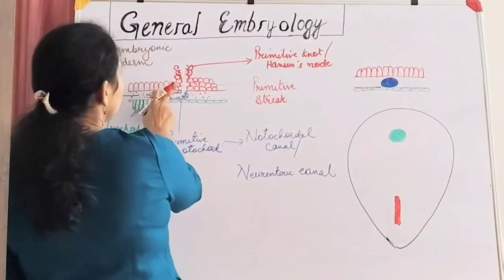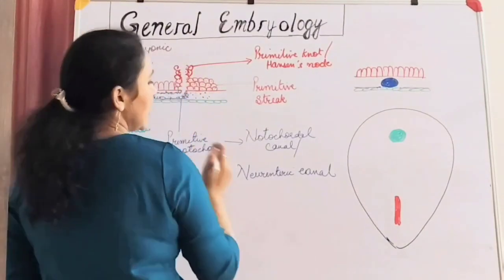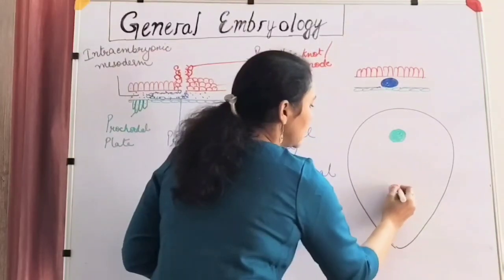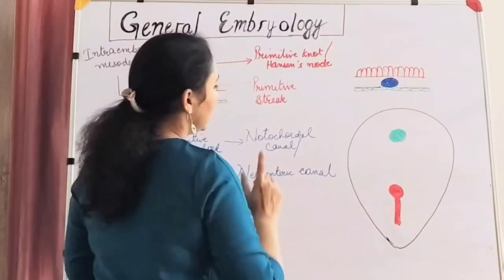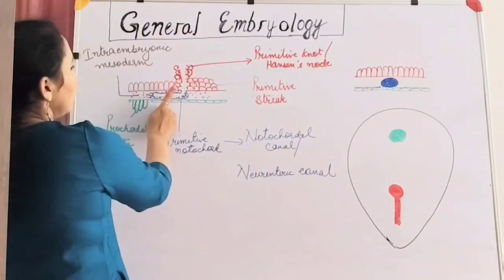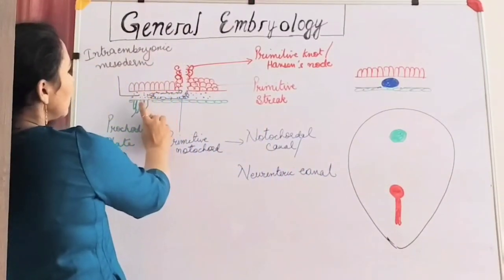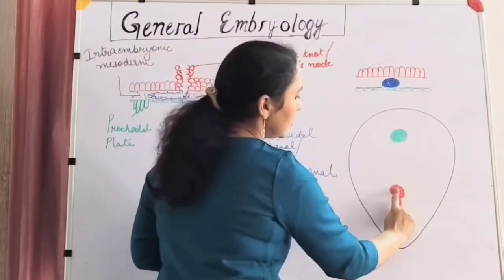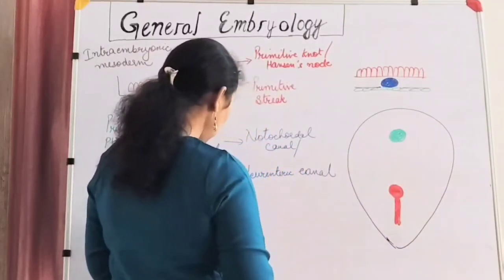I told you at the cranial end of the primitive streak, there is Hensen's node. So this is the cranial end and this is the Hensen's node. Then what did we do? From the cranial end of the primitive streak, the notochord starts forming till the caudal end of the procaudal plate. So this is the Hensen's node. The notochord will start forming and it will extend to the caudal end.